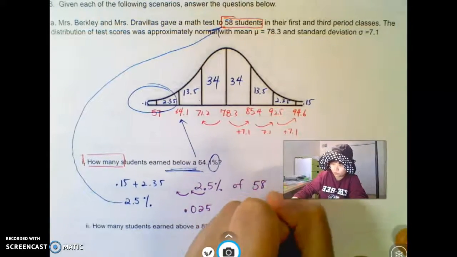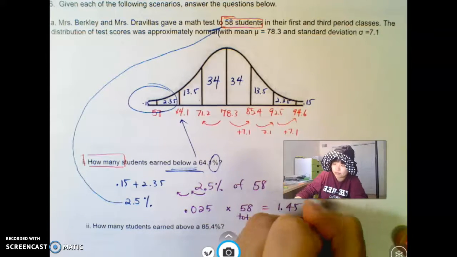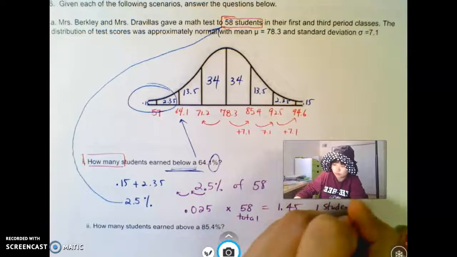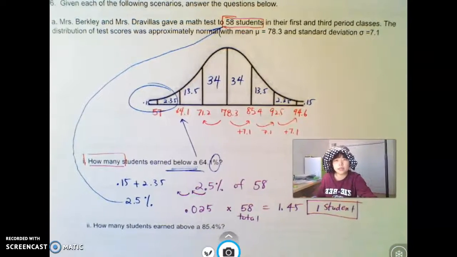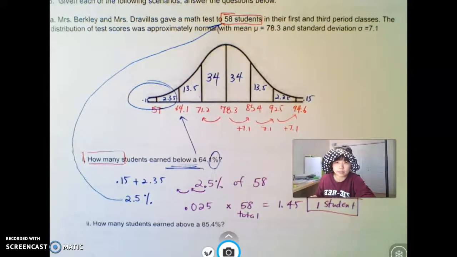Now, 1.45 students is what I got. Does that make any sense? We cannot have 1.45 students. That would be the same thing as 1 student. Just like the very first learning target, when we talked about increasing and decreasing with the percent related, we're talking about actual human beings. We're not counting half or 0.45, and we're not rounding. We always round down. So it'd be just 1 student if that happens. Okay, let's do the second one.